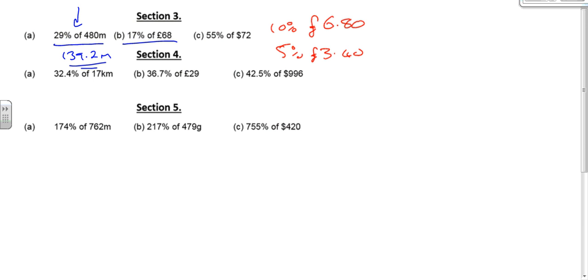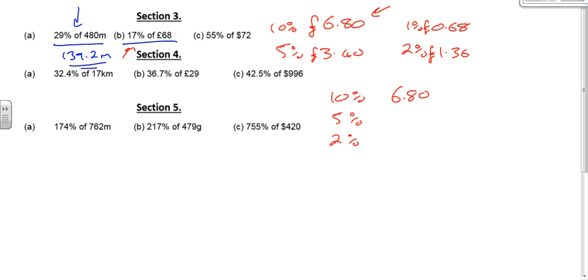Then we need 1%. So 1% is we move the decimal point along again. So that's going to be 0.68 or 68 pence. 2% we need to double that. So double 60 pence, double 8 pence, and that's £1.36. And then we need to add up the building blocks that get us to 17%. So that's going to be 10%, 5%, and 2%. So 10% was £6.80, 5% was £3.40, 2% was £1.36.